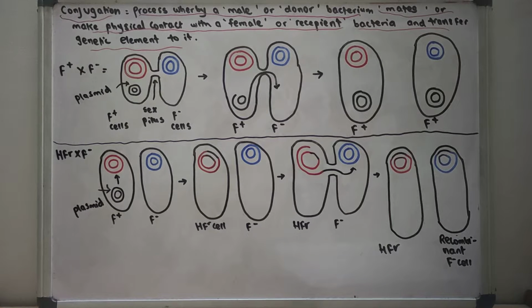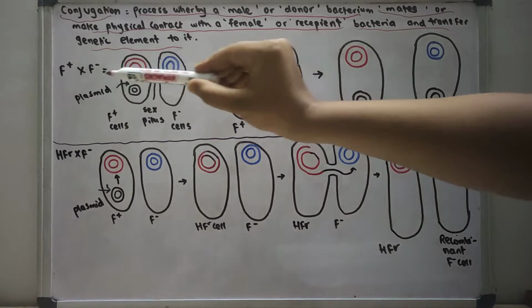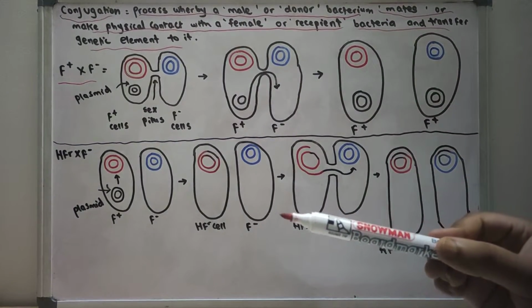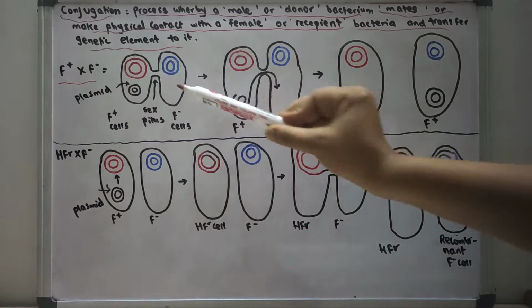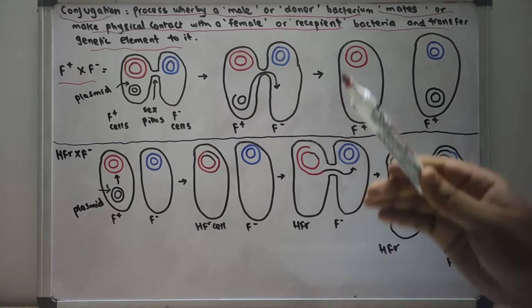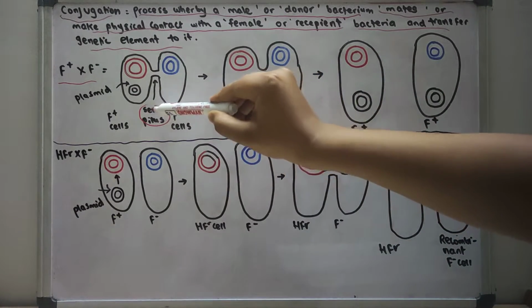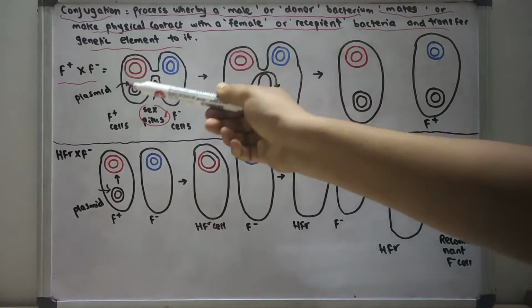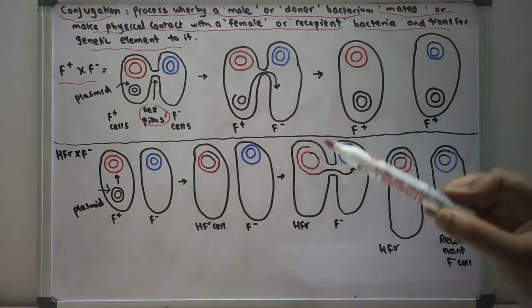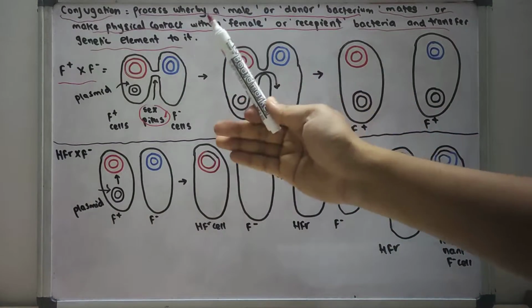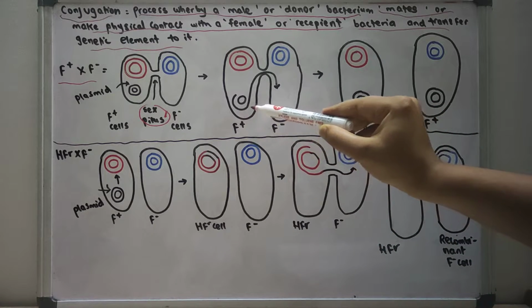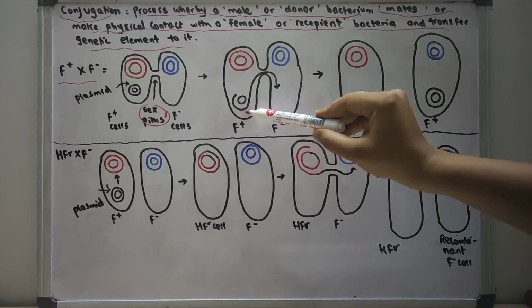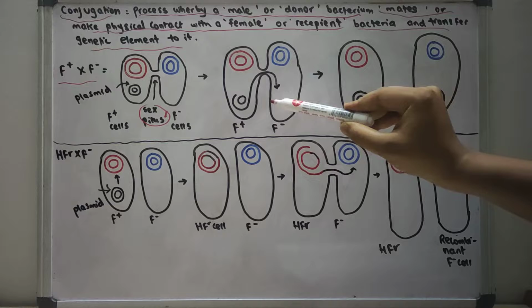After knowing these terminologies, I want to proceed towards the different processes of conjugation. First of all, there is conjugation between F plus and F minus cell. There is one F plus cell and another F minus cell. Between them there is contact, and that contact is established by the sex pilus. So the sex pilus is the bridge between the F plus and the F minus cell. In the first step, there is physical contact between the F plus and F minus cell. In the second step, the F plus cells have the plasmids, and those plasmids get incorporated into F minus cells through the sex pilus.